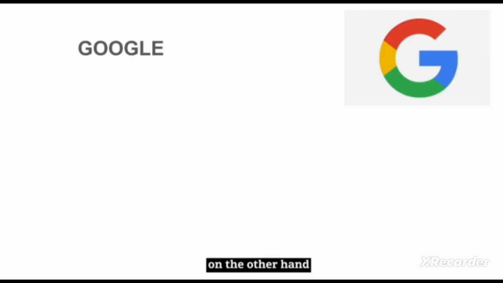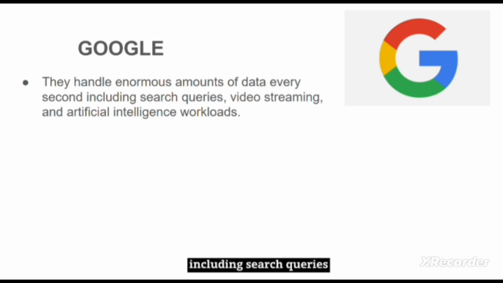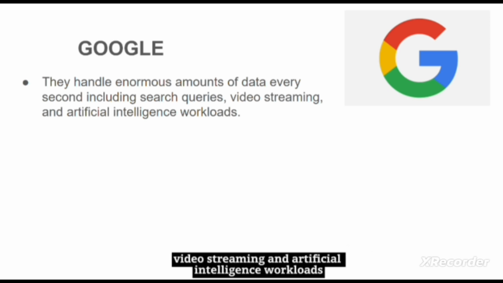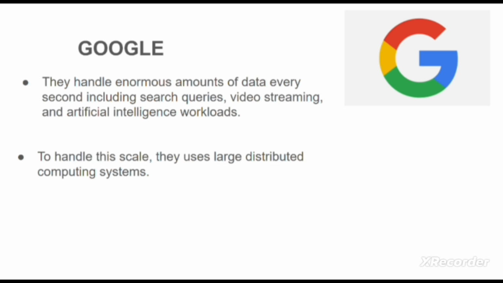On the other hand, Google processes enormous amounts of data every second, including search queries, video streaming, and artificial intelligence workloads. To handle this scale, Google uses large distributed computing systems where tasks are split and processed across thousands of machines in data centers worldwide.